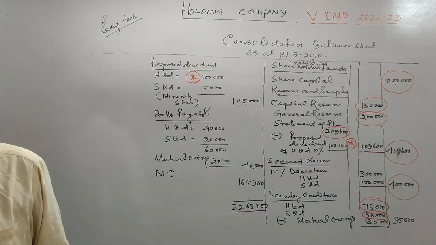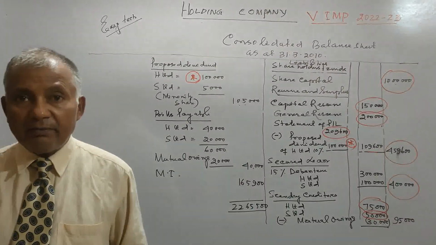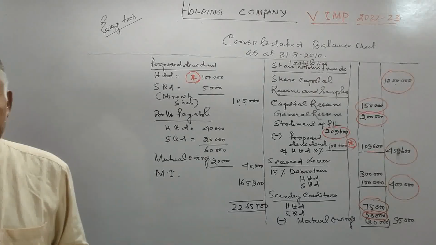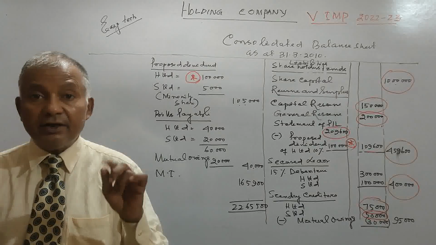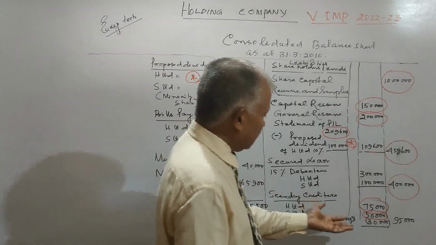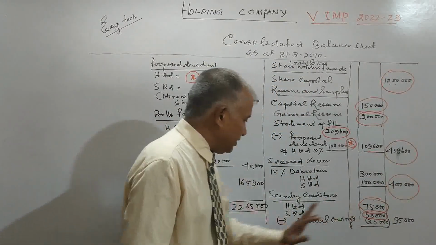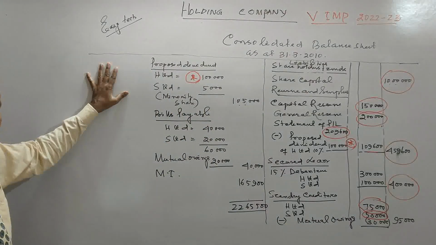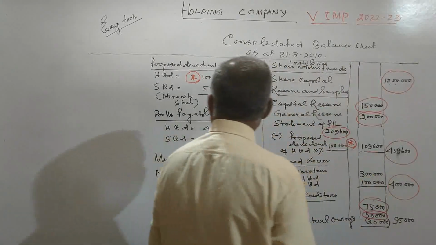And if you go to the adjustment, you will see the mutual owing debtor, creditor, mutual owing is 30,000. This is adjustment number 3. Sundry debtor includes 30,000. That means sundry creditor also includes 30,000. This mutual owing will be deducted from the creditor, and will also be deducted from the debtor. Now it comes to 95,000.